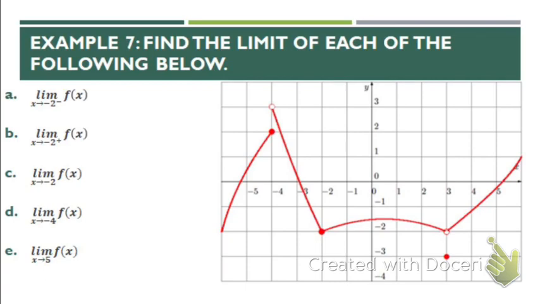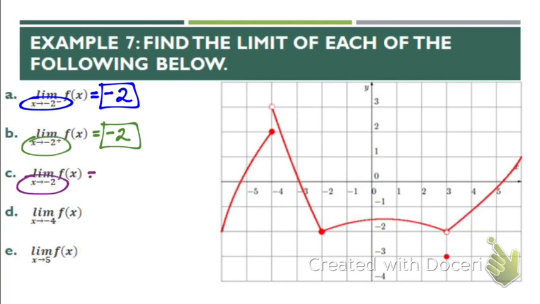Can I approach negative 2 from the left? Yes. What's the limit there? Negative 2. Can I approach negative 2 from the right? What am I approaching? Negative 2. Can I approach it from both sides? Yes. Left hand limit equals the right hand limit, so my limit at negative 2 is negative 2.